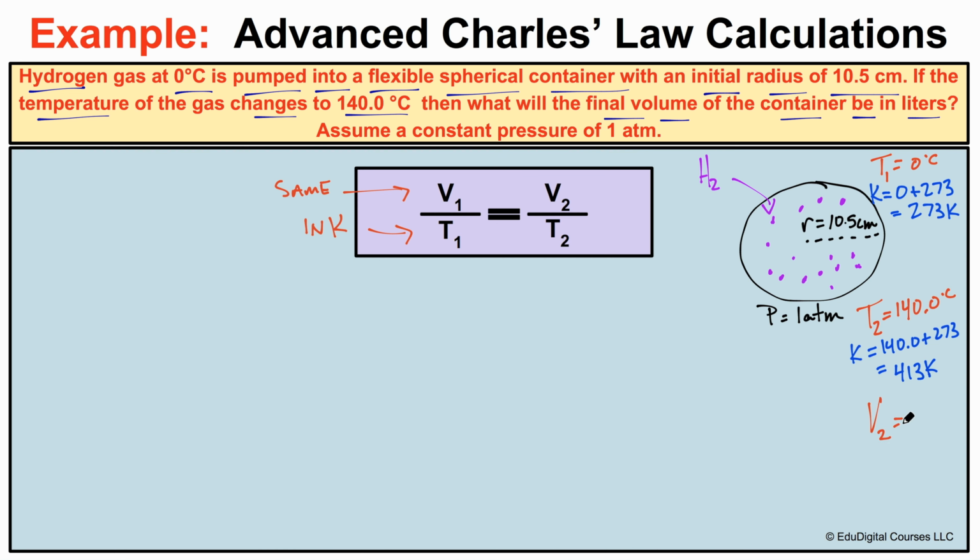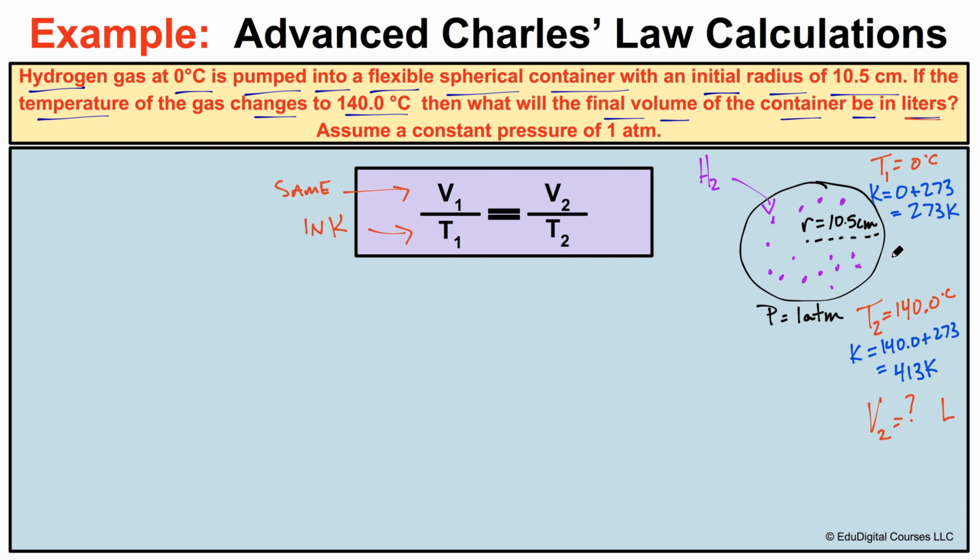We want to figure out what V2 is, but we also want to figure out what the volume is in liters. So specifically, we want to figure out the new volume of this container, or the new volume of this gas. Remember, gases take the shape of their container. They also fill their container up. So we want to figure this out in liters.